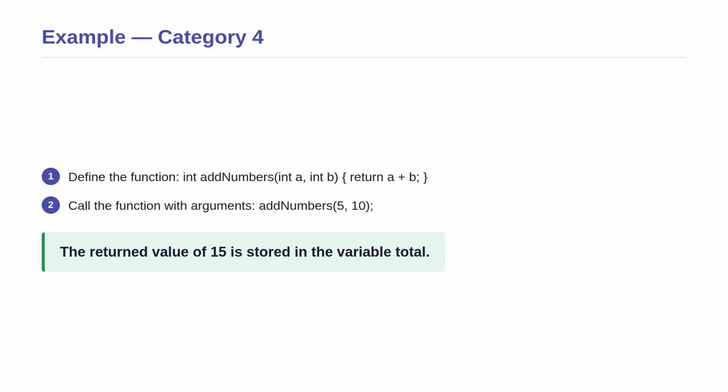Let us put this two-way communication into code. We define a function called addNumbers that takes two integer arguments, a and b. Inside, the return statement calculates their sum and sends it back. In the main program, we call the function and pass in the numbers 5 and 10. The function processes these inputs and returns 15. We then store that returned value into a variable named total. We gave the function raw data and it gave us back a mathematically processed answer. This is how most of your computational code will be structured.